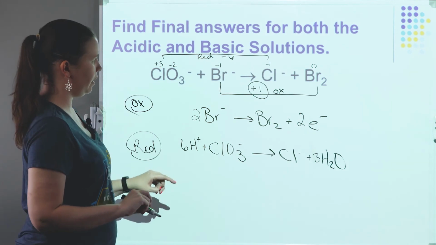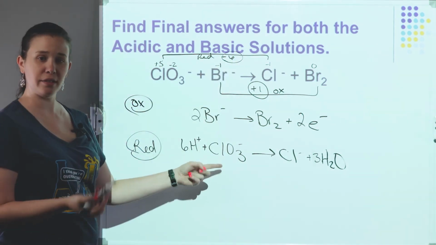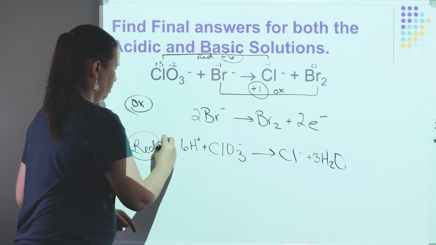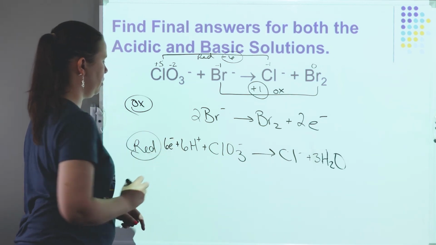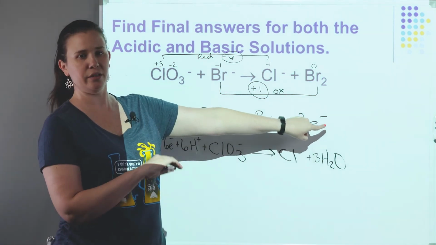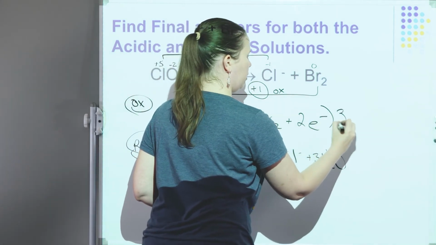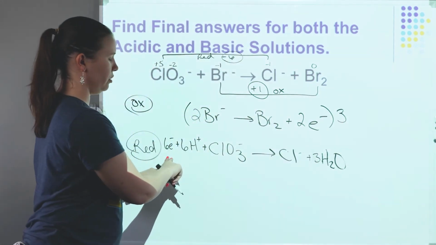Now let's think about the electrons. Here it shows I had a change of 6 per chlorine, and it's only 1 chlorine this time. So I'm going to have 6 electrons. Now I can't use 6 electrons when I've only given off 2. So this top equation is going to need to be multiplied by 3 to get to 6 electrons.